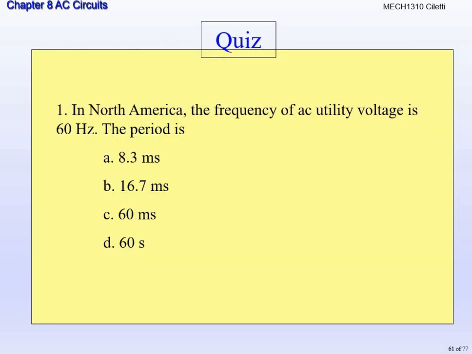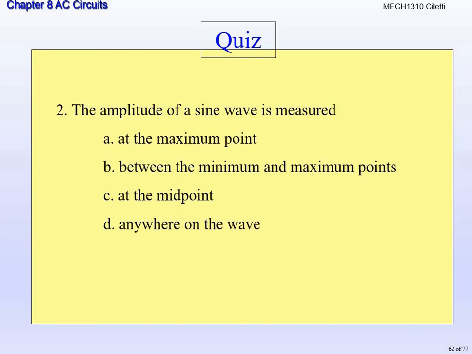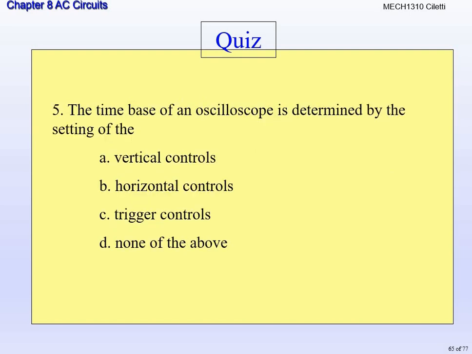A couple quick things to remember. In North America, the frequency of an AC utility is 60 hertz. What's the period? Remember, period is 1 divided by frequency. So 1 divided by 60 is 16.7 milliseconds. So that one would be B. We'll go through a couple of these here. The amplitude of the sine wave is measured where? It's not anywhere on the wavelength, it's at the maximum point. So from 0 up to the maximum, that's the amplitude of the waveform.